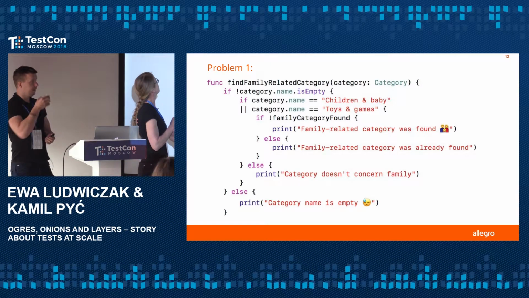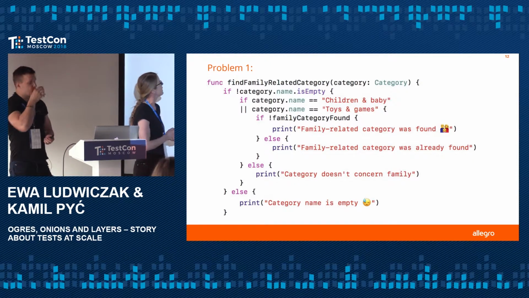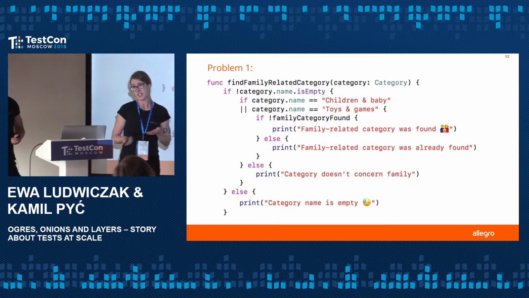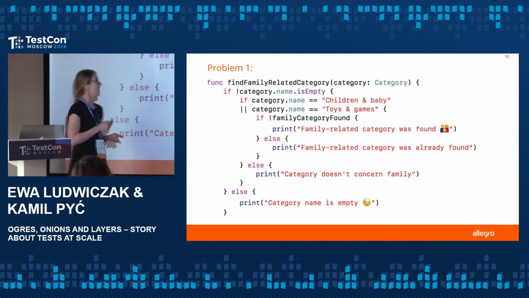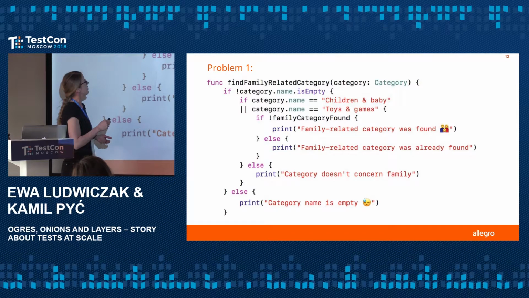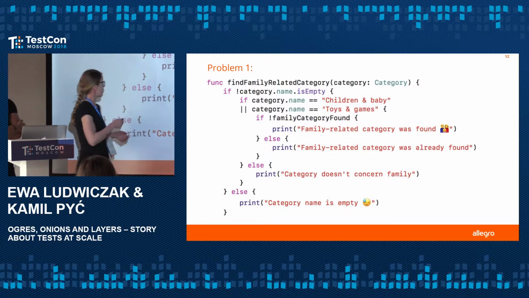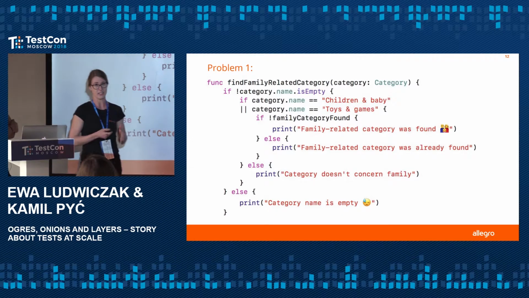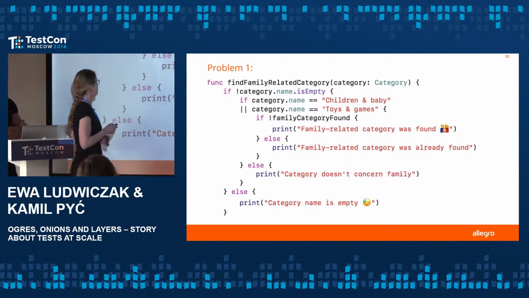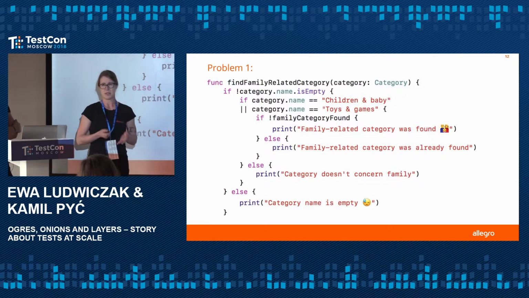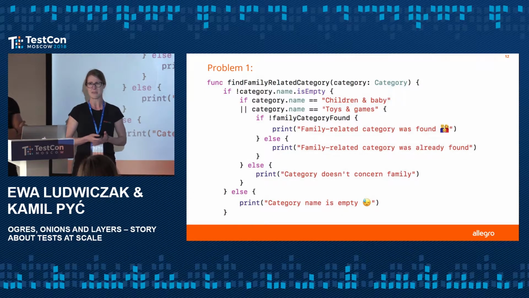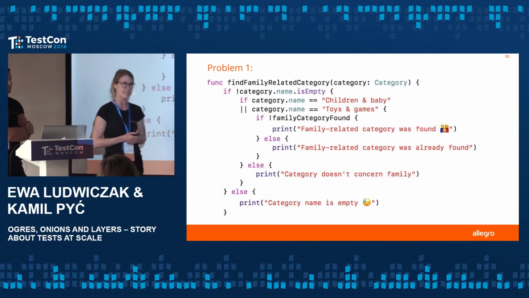So this fake function, find family related category, just finds a category that is related to family. It first checks whether the category name is non-empty, then it checks if the name equals children and baby, or toys and games. Then it checks if the category was already found or not. There are also 3 else statements being handled within this function. Do you see something suspicious here? Something smelly?